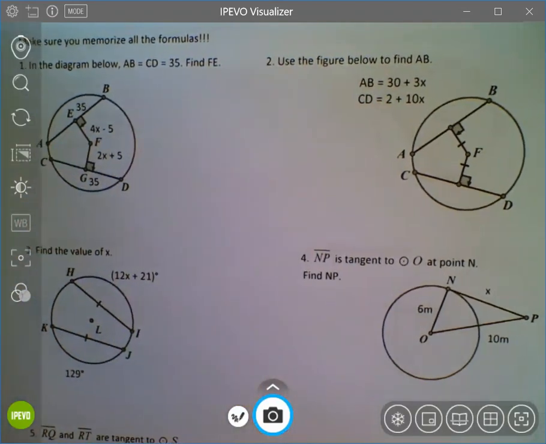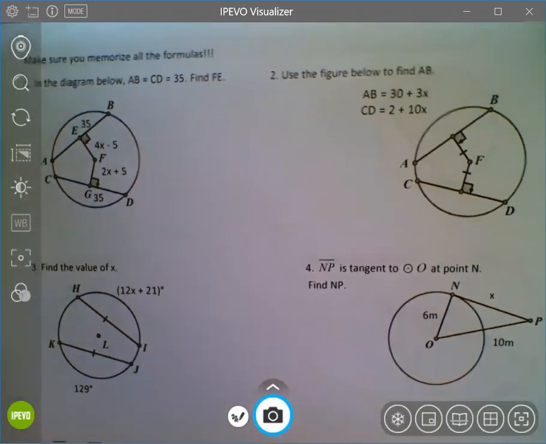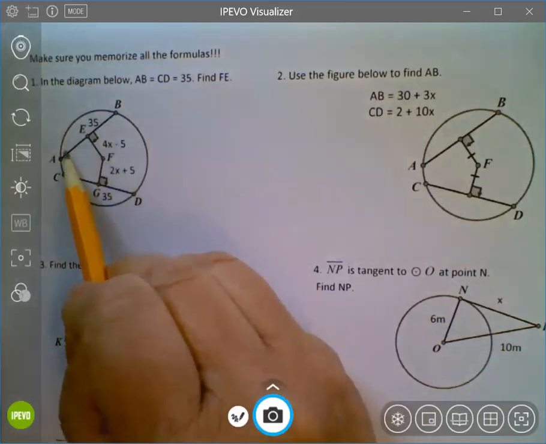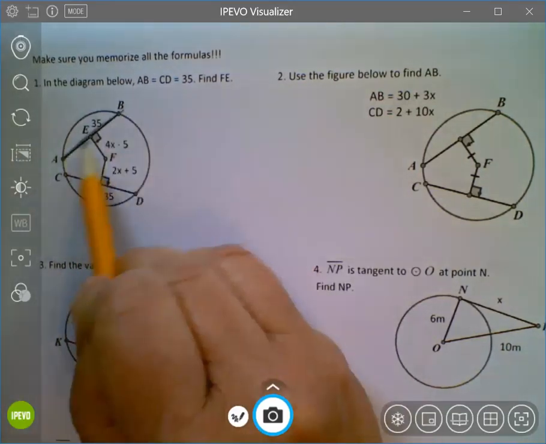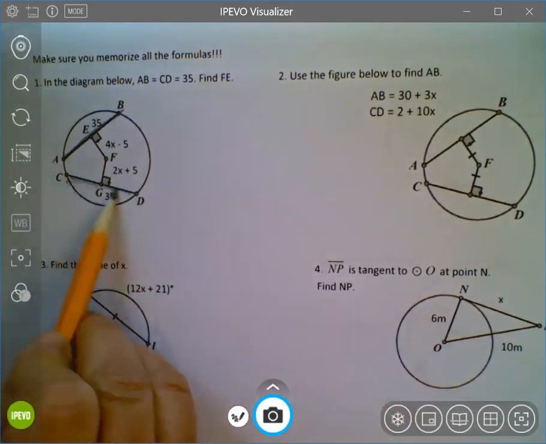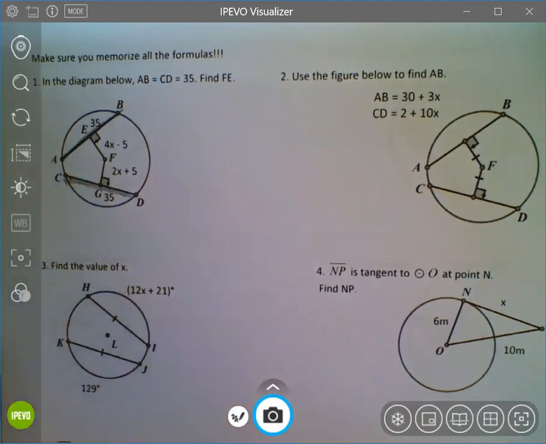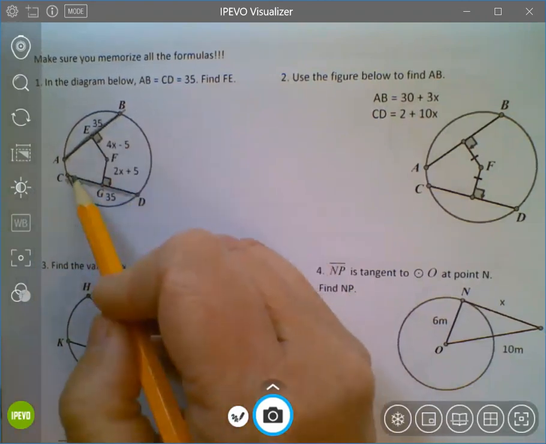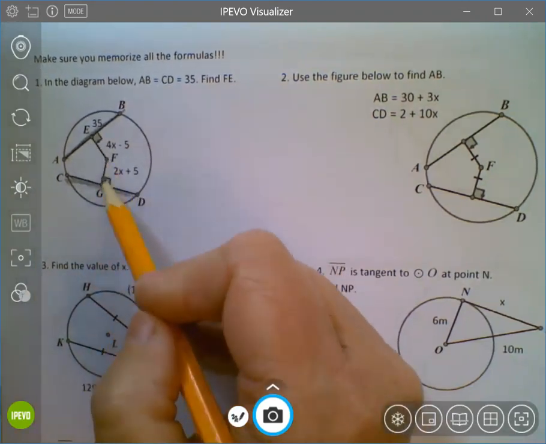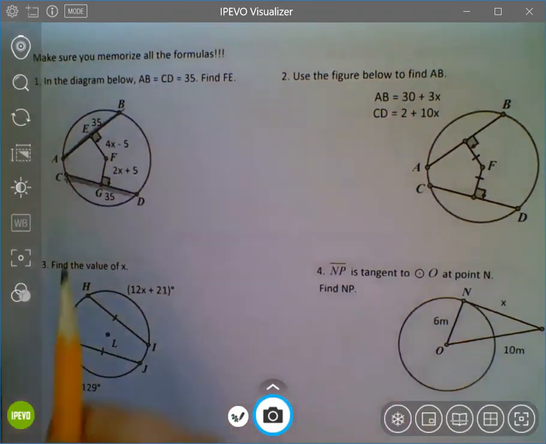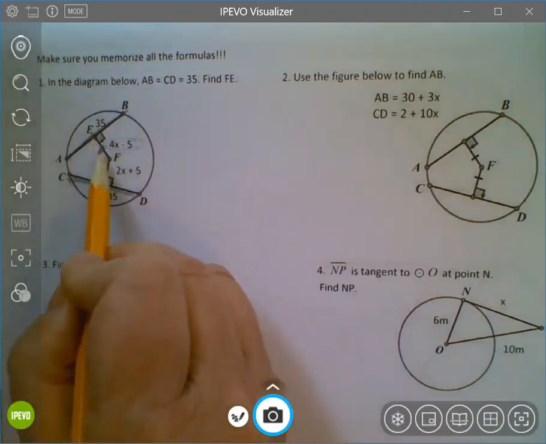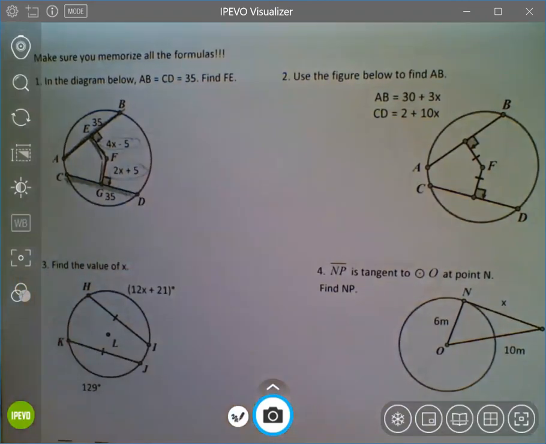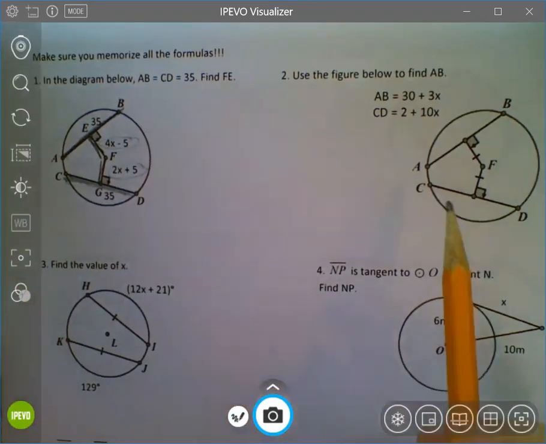All of these have to do with congruent chords. So if you look at number 1, AB and CD are both chords, and they're both equal to 35, so they're congruent. The thing about congruent chords is if these two are the same length, then they also have to be the same distance from the center of the circle. So these two distances here are also the same. So we're going to have some equations set up on these.